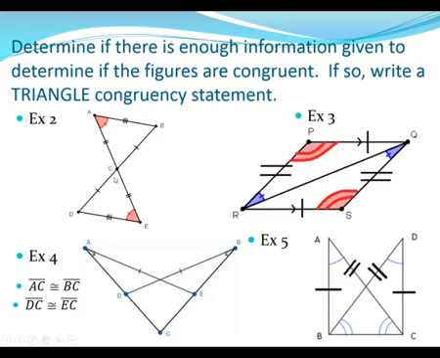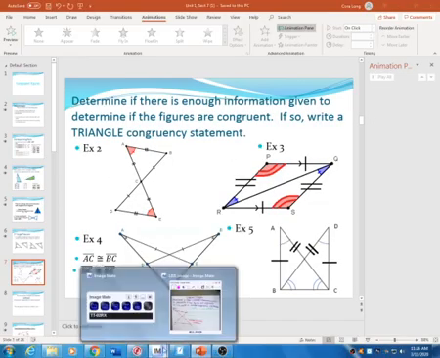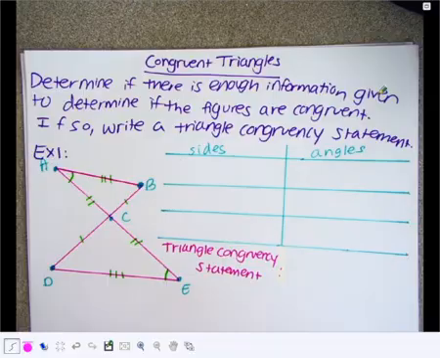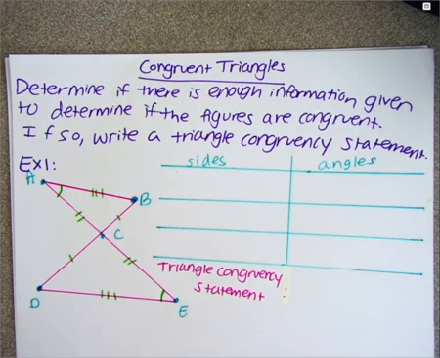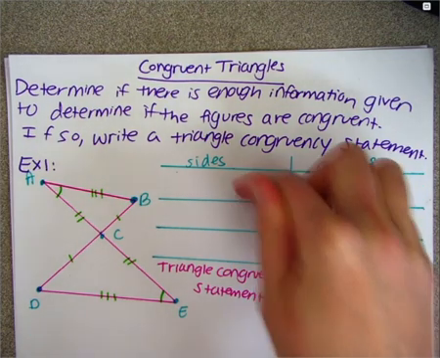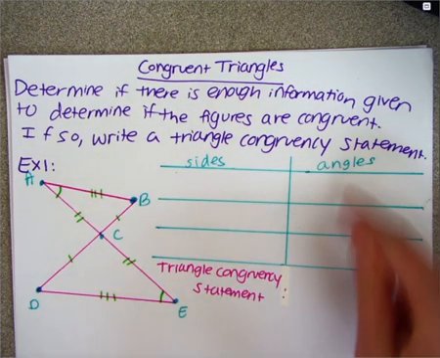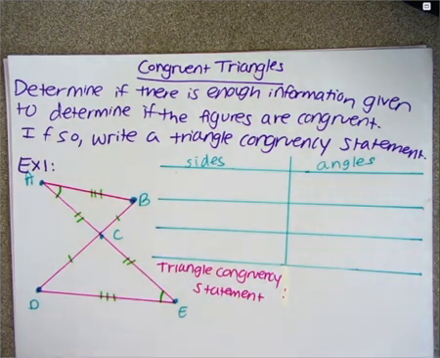But I'm going to go ahead and get started on example 2. So let's get going on example 2. It's going to be a blast. Okay, so I must show all three sides, and all three angles are congruent, okay? And if I can do that, I'm going to write a triangle congruency statement.